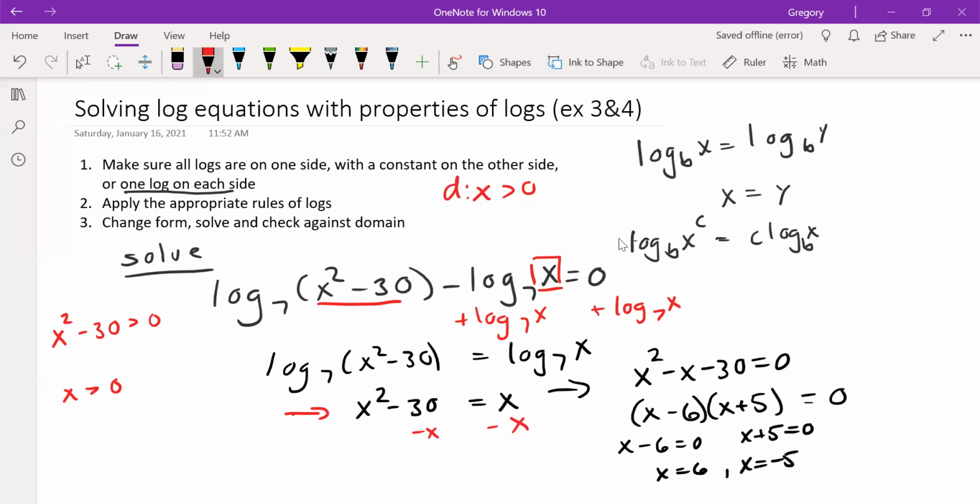And now I want to solve each one. Now, here, my first one, I'll add 30 to both sides. X squared is greater than 30. And I can take the square root of each side.